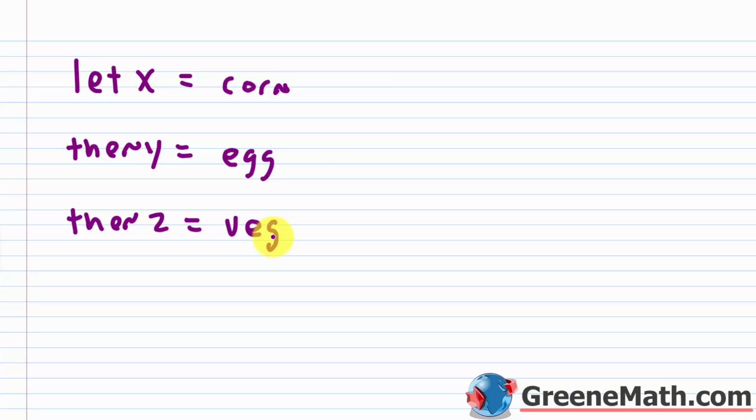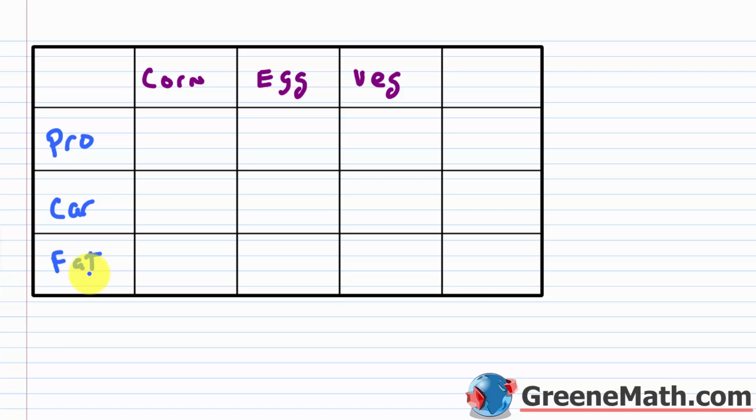The best way to look at this type of problem is with a table. You don't need one, but it definitely helps. I've already pre-drawn one for us. I'm going to show you how you can fill out the information here, get some equations going, and get a solution. The first thing is, let's talk about the different mixtures you have: the corn mixture, the egg mixture, and the vegetable mixture, which I'm going to abbreviate VEG. Then we're given the amounts of protein, carbohydrates, and fat. I'm just going to put protein, PRO, carbohydrates, CAR, and then for fat, just FAT. Of course, that spells fat, but for the other ones, they're abbreviated.